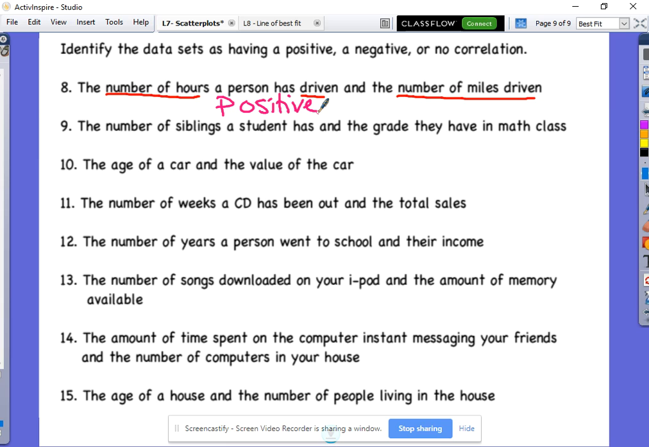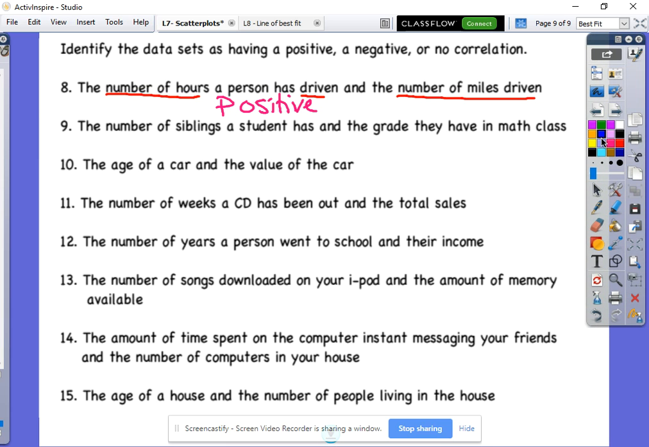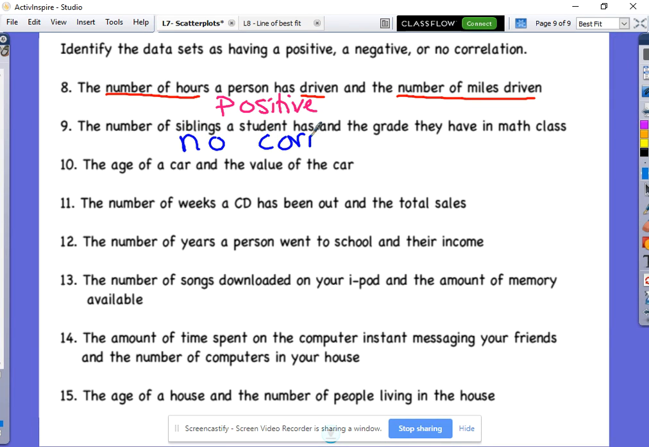Or how about the number of siblings a student has and the grade they have in the class? Really, this shouldn't make any difference. You can have a bunch of siblings, you can have no siblings, and you can still have a decent grade or a bad grade in the class. So there's no correlation here at all.